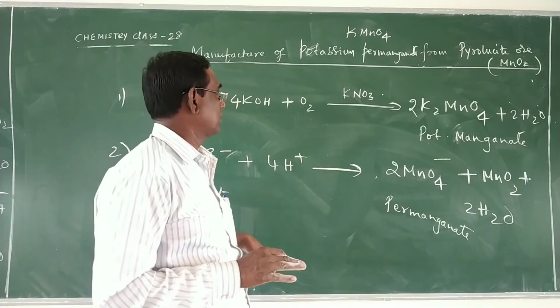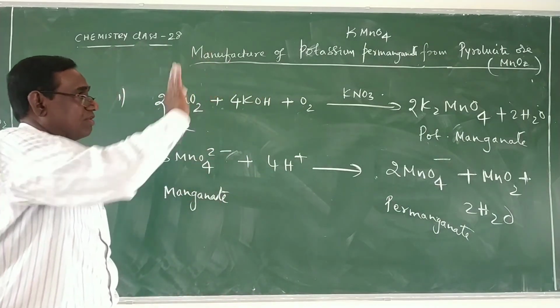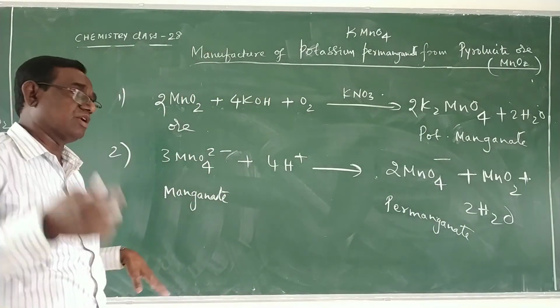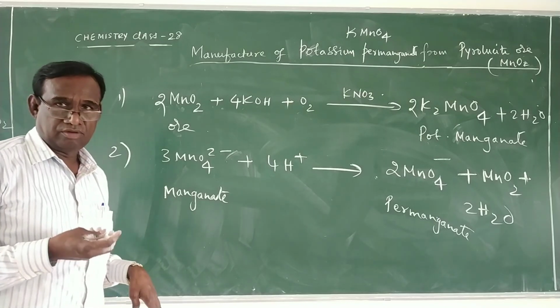That completes your manufacture of potassium permanganate from pyrolusite ore. It is very simple when compared to potassium bicarbonate. I will stop at this stage.